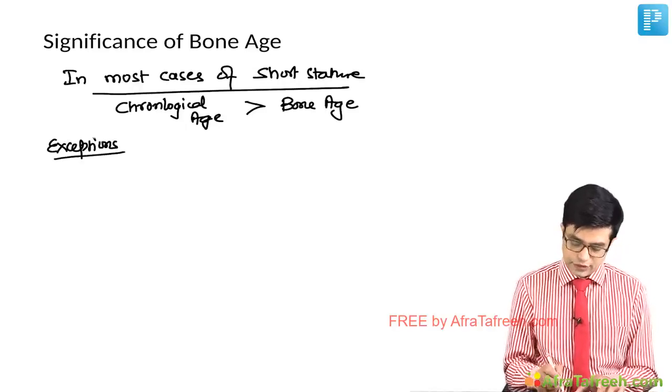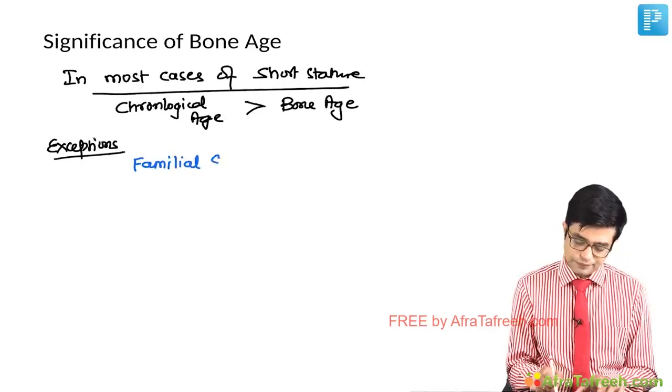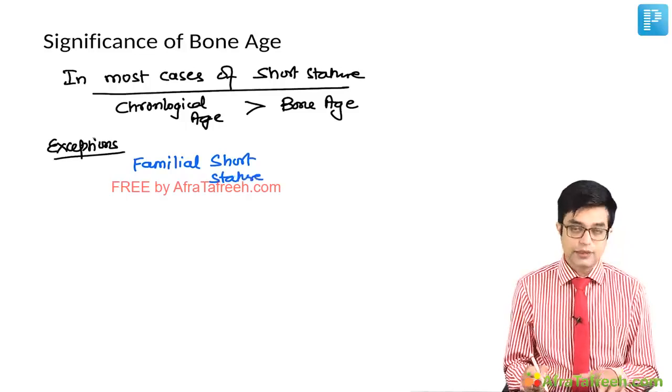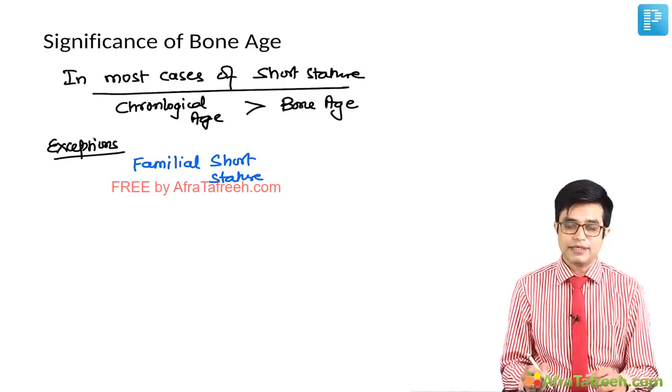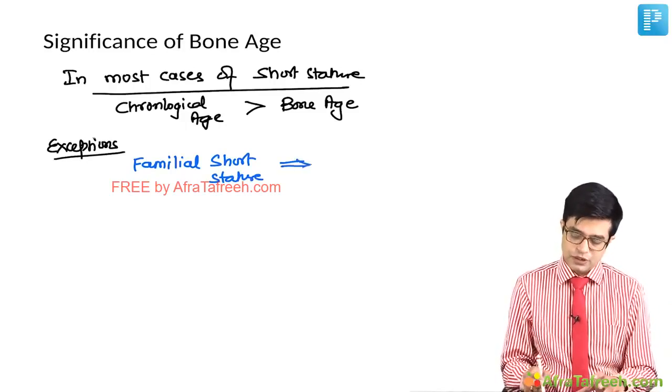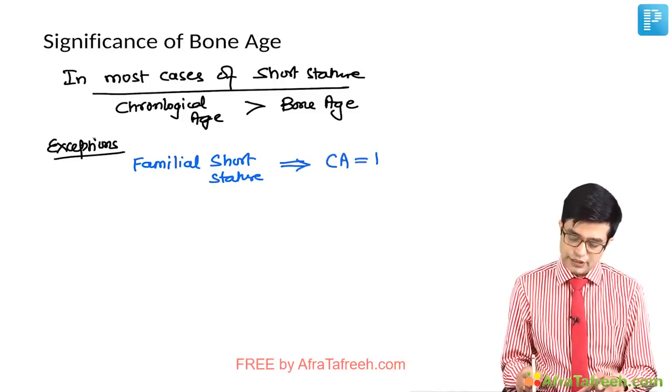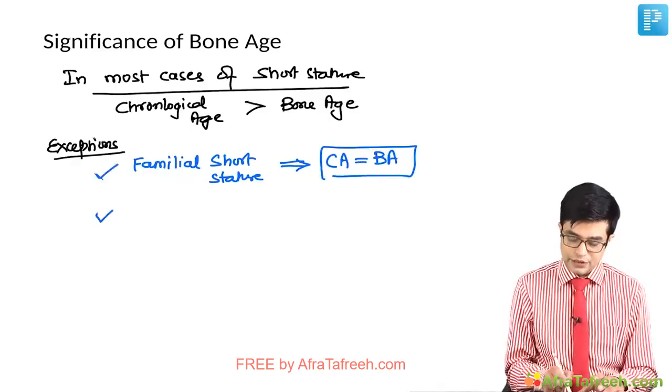In a condition called familial short stature, which runs in the families, a type of physiological short stature, as we shall discuss, we have discussed it separately in a separate module. So in familial short stature, the chronological age is equal to bone age. And there is another MCQ point.